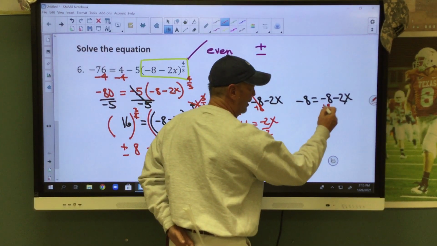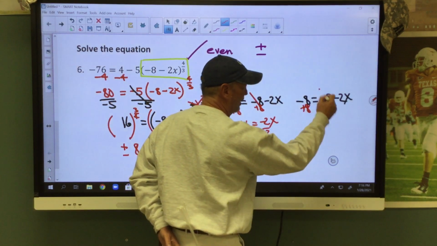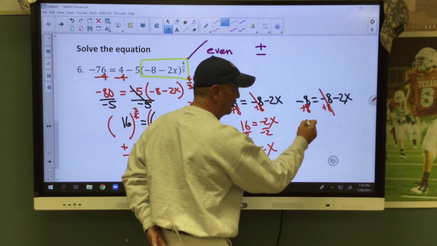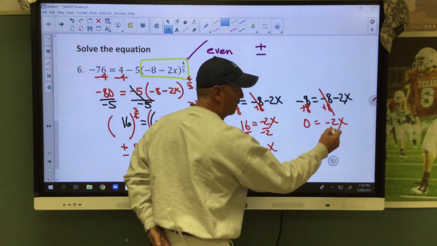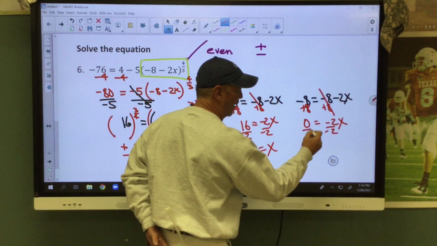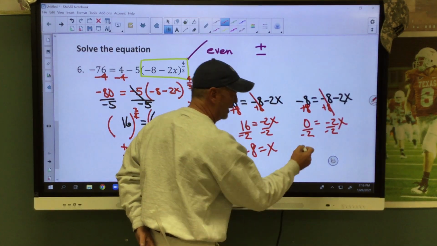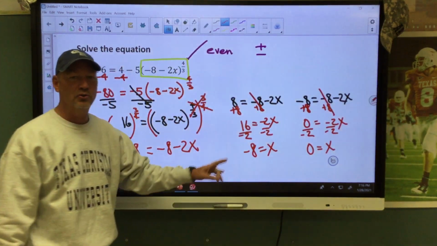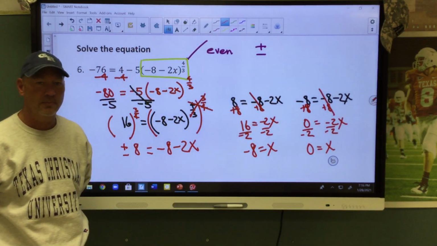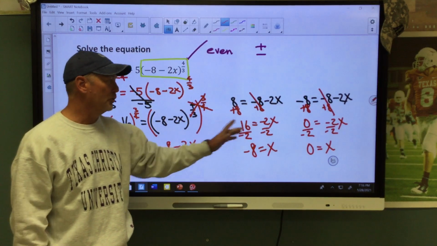Plus 8 plus 8, that gives me a 0. 0 equals a negative 2x. We divide by negative 2, divide by negative 2, 0 equals x. Those are my two solutions. Those are my two answers. Okay? Takes a few steps.